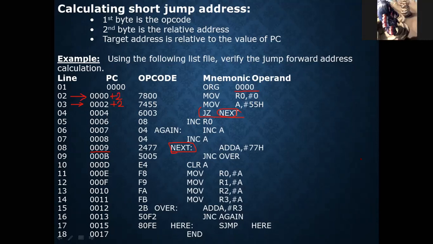Jairam Mardi. Sir, it will be... Yes, Aditya, tell me. Add A to the immediate data 77H. No, wrong. This is not correct.